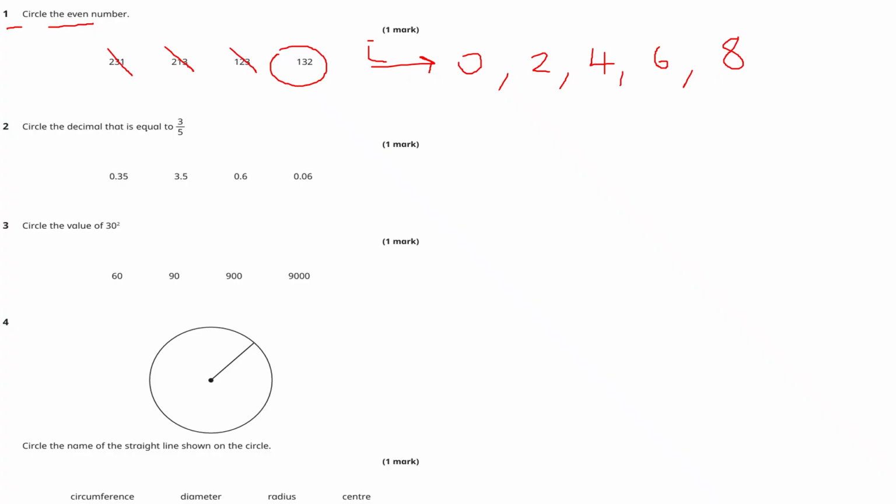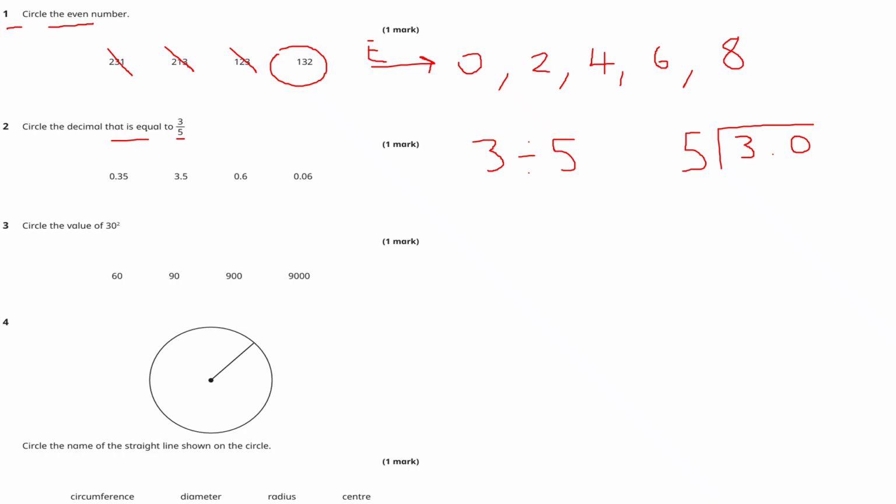Question number 2, circle the decimal that is equal to 3/5. So I'm going to do 3 divided by 5. I'm going to use our bus stop method. So I'm going to put 3, and then a decimal point, and then a 0, and then I'm going to put a 5.